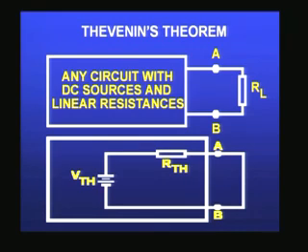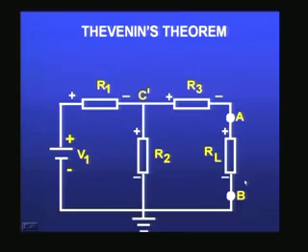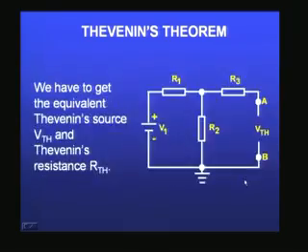Here you have on the screen any circuit with several DC sources and linear resistances connected to a load. Now what Thevenin says is, you can replace the entire circuit here by just an equivalent circuit which contains only one voltage source, which is the effective Thevenin's voltage source, and one resistance in series, which is the effective Thevenin's resistance. So the whole complicated circuit can be easily simplified, and then I can put my RL here, and the whole circuit becomes very simple. So that is what Thevenin's theorem says.